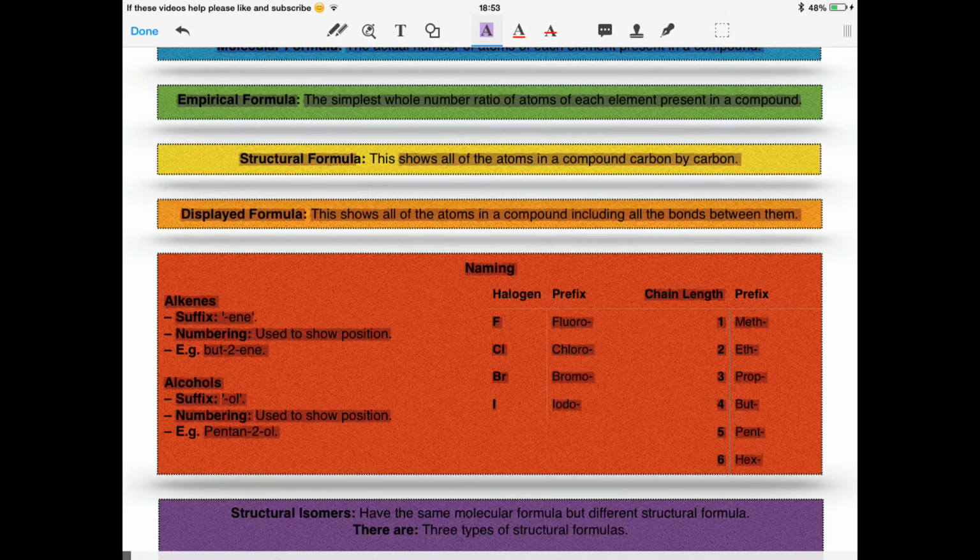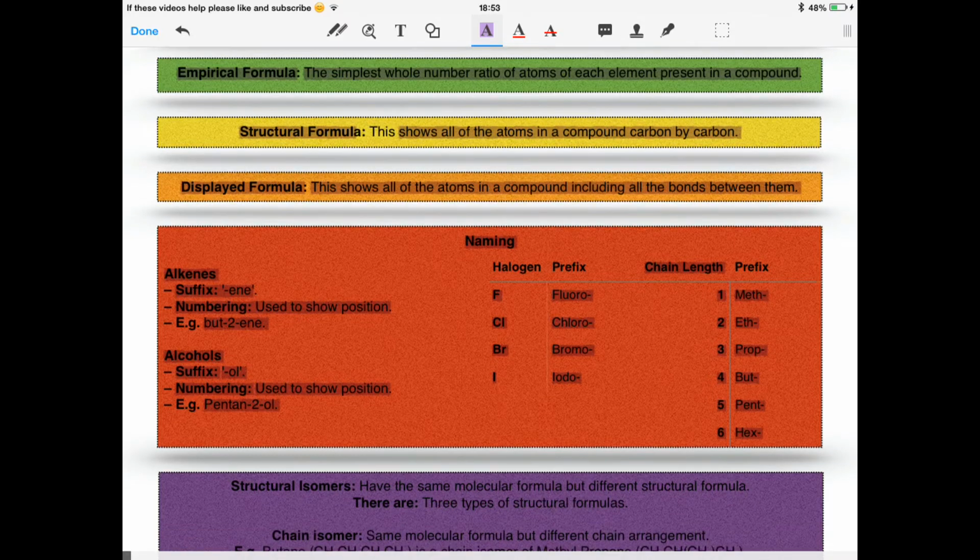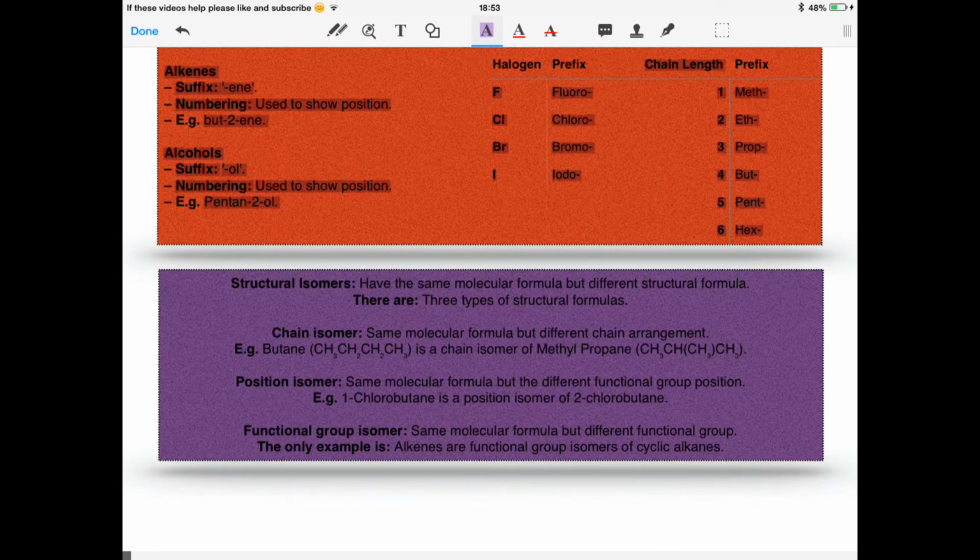Okay, so moving on now to the isomers. For Unit 1, you will need to know about the structural isomers, and the definition of these is they have the same molecular formula but different structural formulae. There are 3 types of these structural isomers. One of them is the chain isomer, and this is where they have the same molecular formula but different chain arrangements. Make sure you remember these definitions because they often come up for Unit 1.